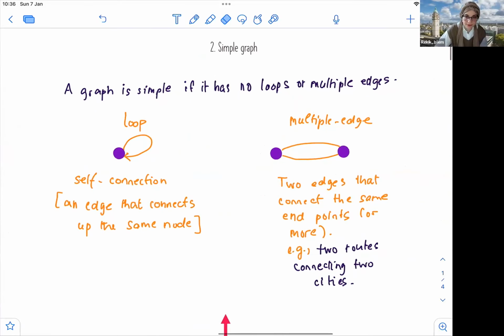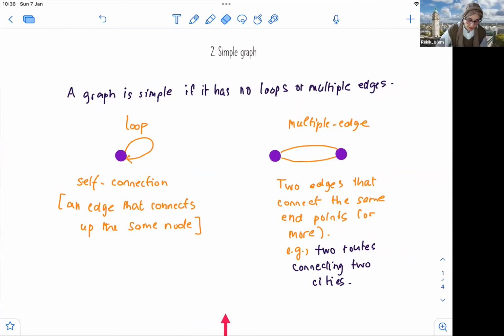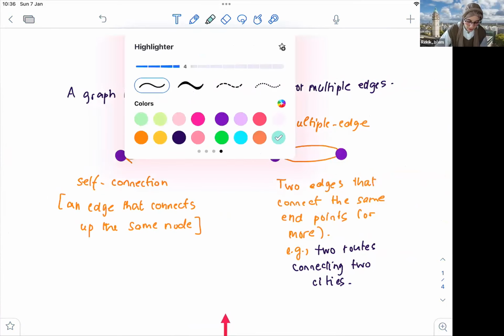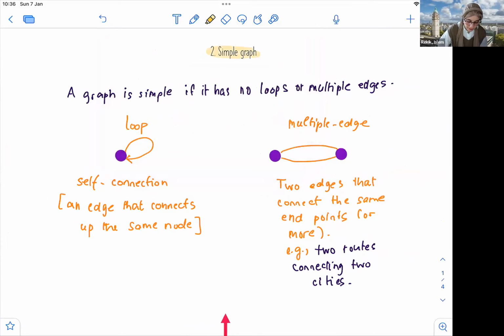So this is also an important definition. The definition of a simple graph. So what is a simple graph? A simple graph is a graph that has no loops or multiple edges. So we call a graph simple if it has no loops or multiple edges. A loop in a graph is a self-connection, which means an edge that connects up to the same node, okay? A multiple edge means two edges that connect the same endpoints, or actually more.